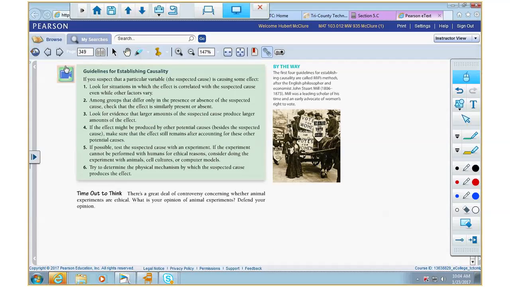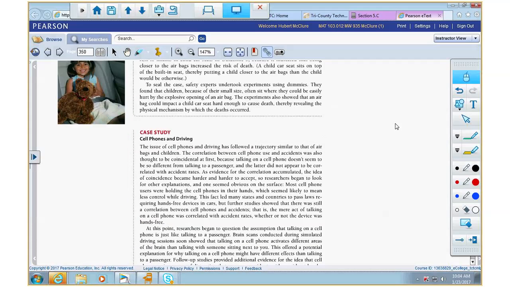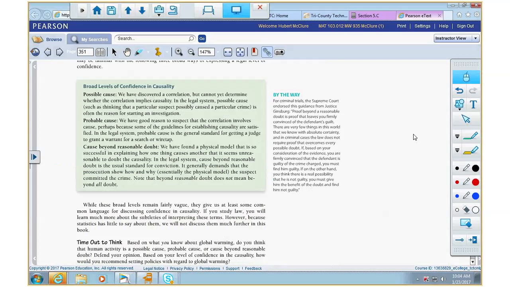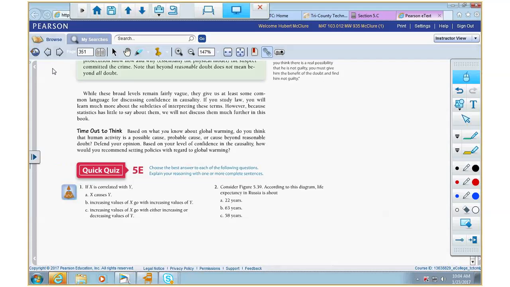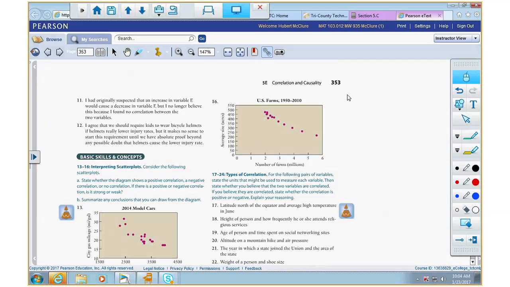That's very important that you can be able to do correlation, because I'll give you 3 or 4 of those on the test. And that's chapter 5. Okay, very painless. All right, that's it.